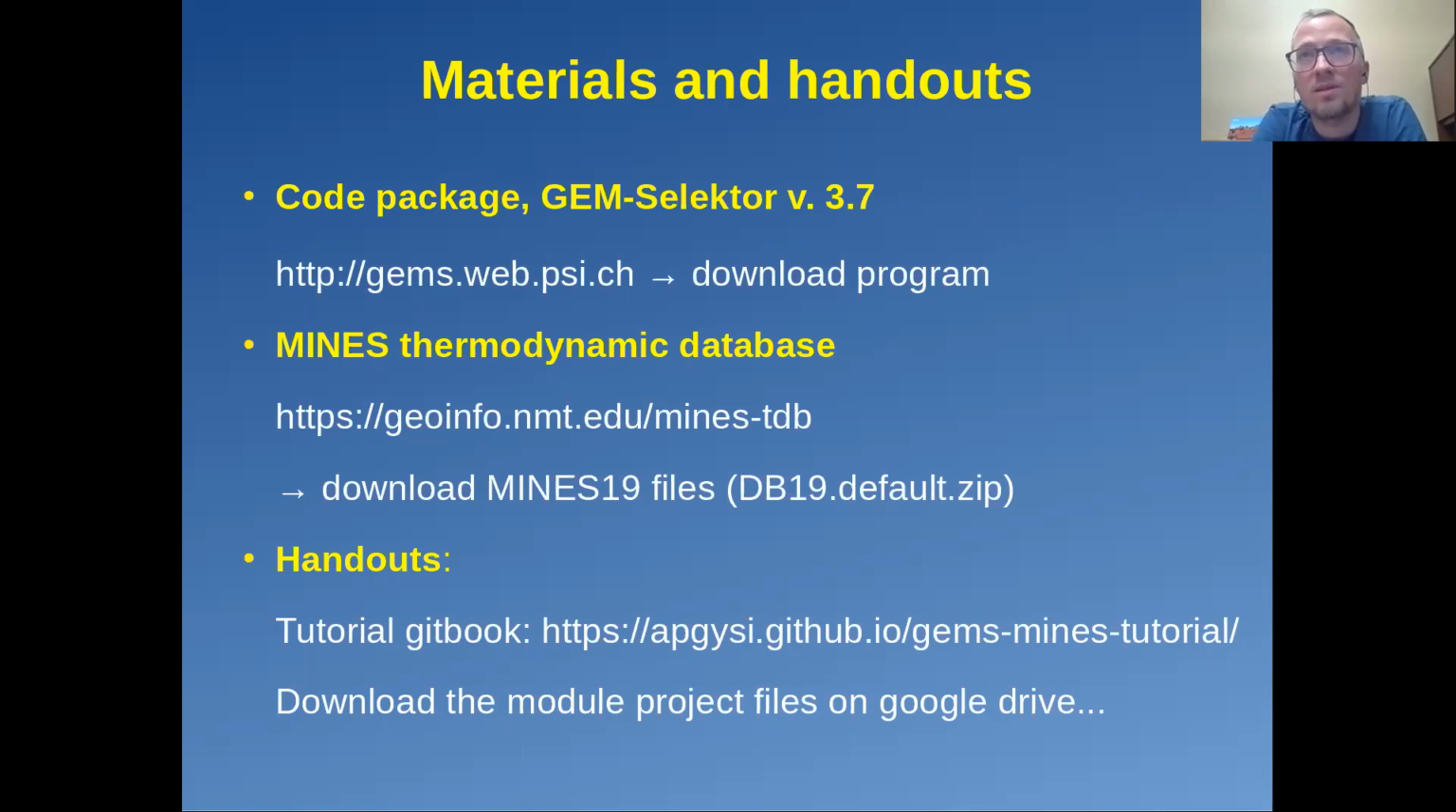You can download it either on the Google Drive. I put it on there for Mac or Windows. Or if you go on the GEMS website, you can find it also underneath, a little bit further underneath version 3.8. Then you'll need the MINDS thermodynamic database, and it's basically one zipped folder called DB19, which is the MINDS database from 2019. For the handouts, I created, and I also had with my collaborators, a tutorial Git book.